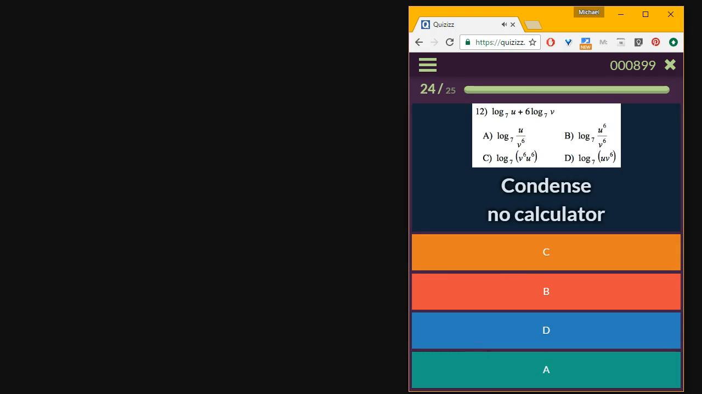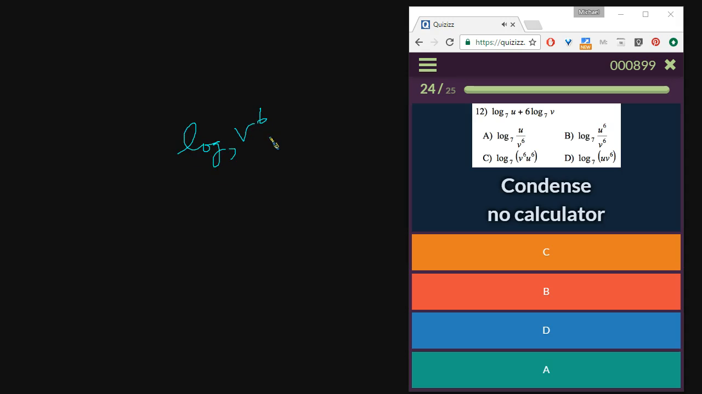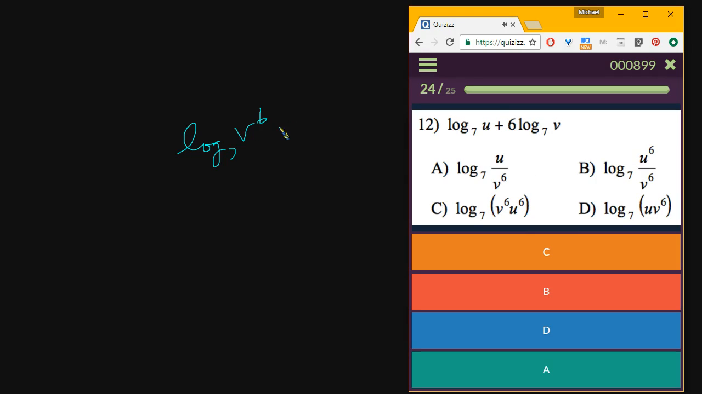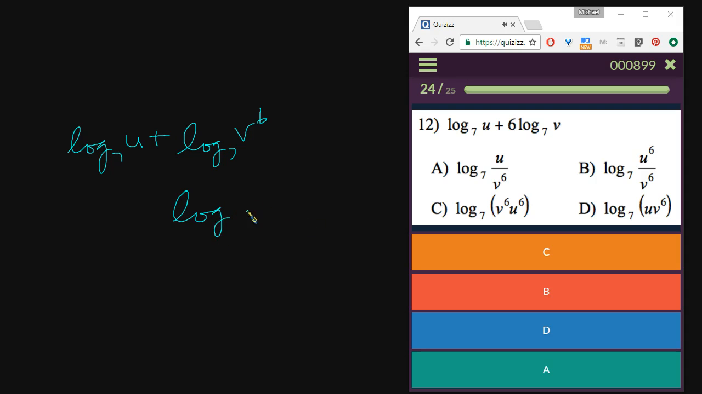Okay. Let's try this one. Again, they want us to condense. So I'm gonna do it in 2 steps. So it's gonna be log base 7 of v to the 6th. I just took the 6 and made it the exponent for the v. Let me show you. And then we're still adding to that log base 7 of u. And then we combine those two together using product property of logs. So it's u times v to the 6th, all with base 7. U times v to the 6th, it looks like it's D.